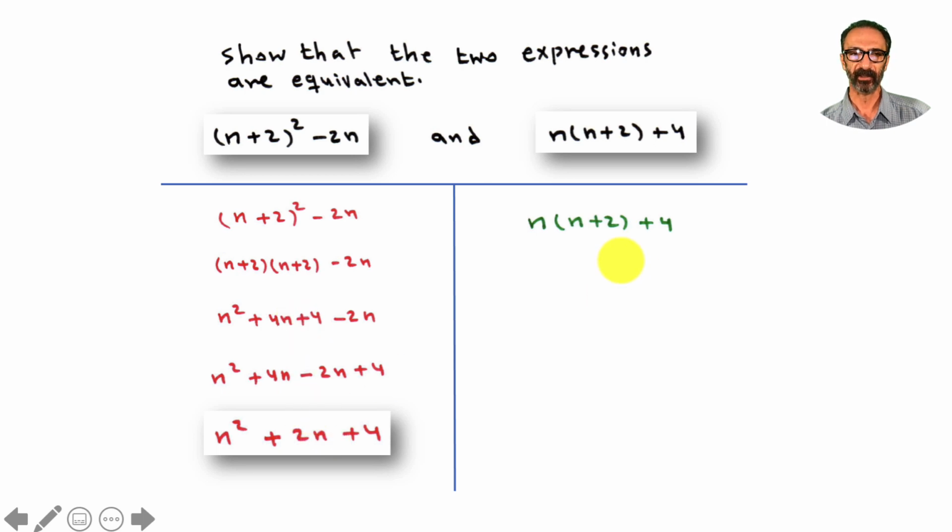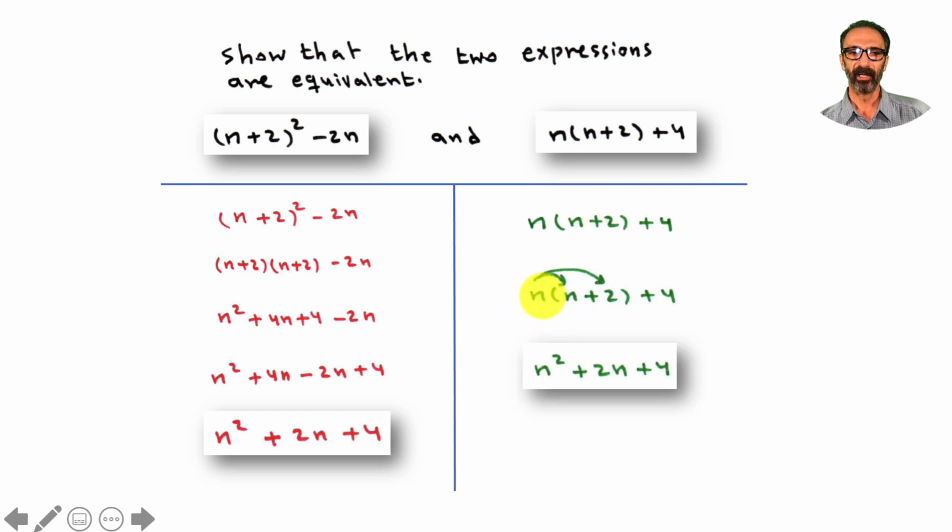Let's look at the right hand side. We're going to use what's called in math the distributive property, n times n and n times 2. N times n is n squared, and n times 2 is 2n, and we bring the 4 down, and we look. Same answer, and that should do it.